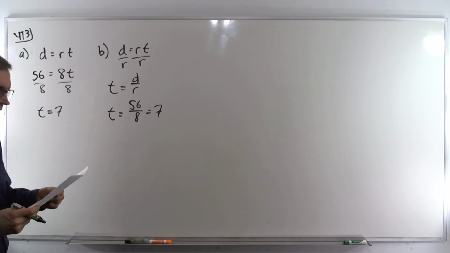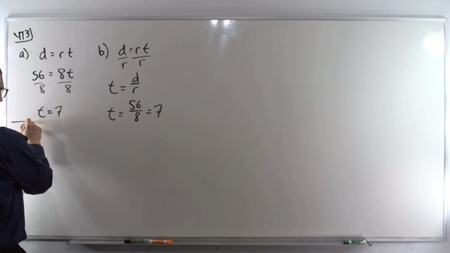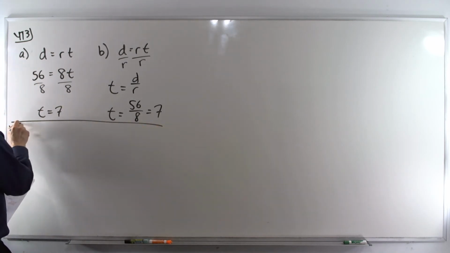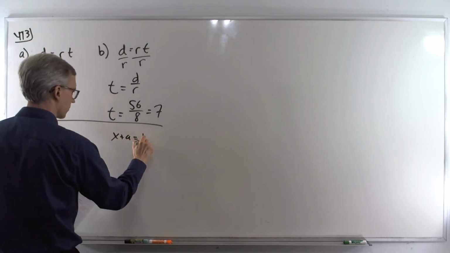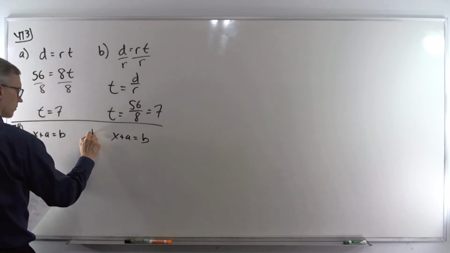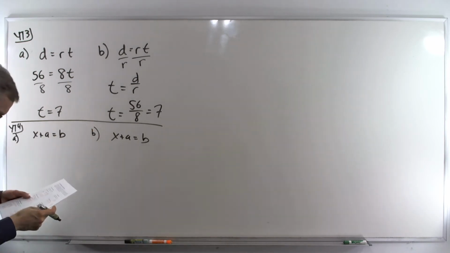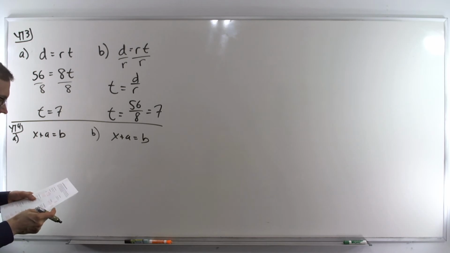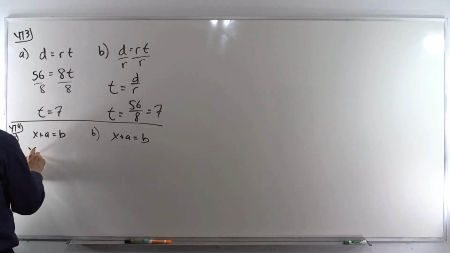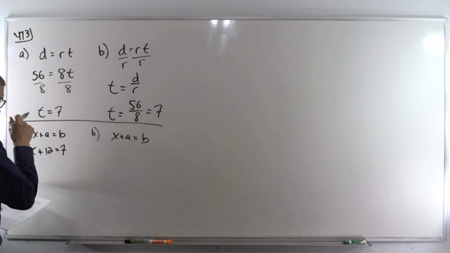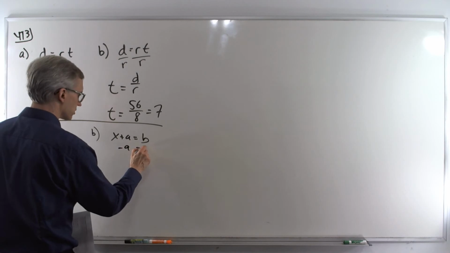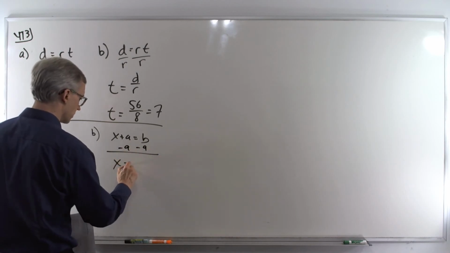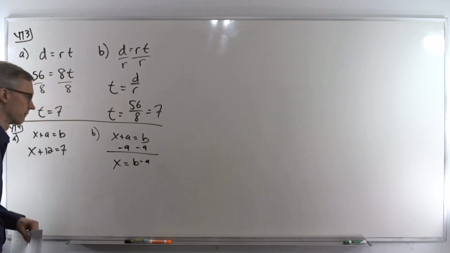Your turn, number 4. x plus a equals b. And we're given that a is 12 and b is 7. So on the left, we're going to plug those in right away. And on the right, we're going to solve this for x. So I'm going to subtract a from both sides. x equals b minus a.